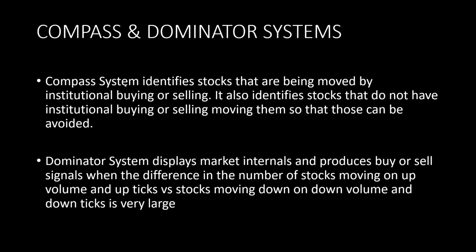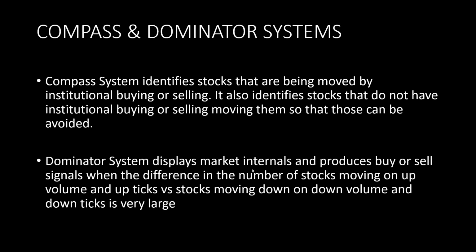Now, the two systems, and I'll show you the charts on them and what they look like here. The Compass system identifies stocks that are being moved by institutional buying and selling. It also identifies stocks that don't have any institutional buying and selling moving them, so we can avoid those. This is how we find what the institutions are doing, and I'll show you how the Compass system does that.